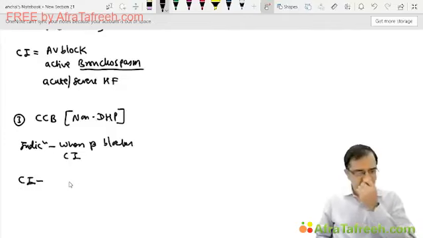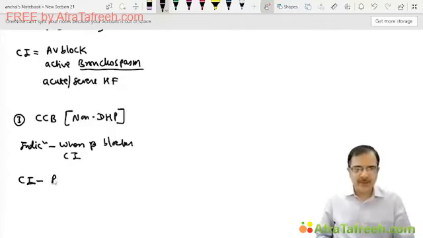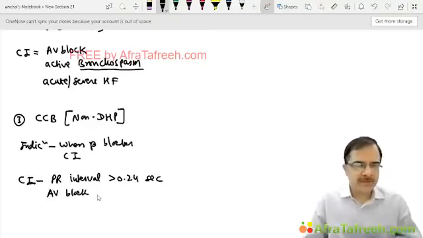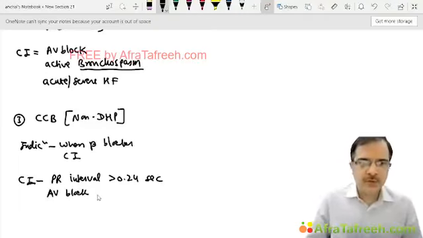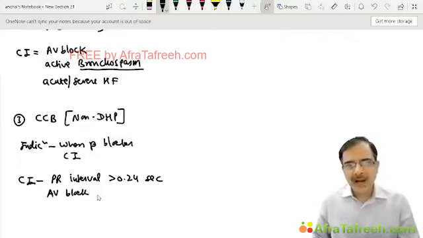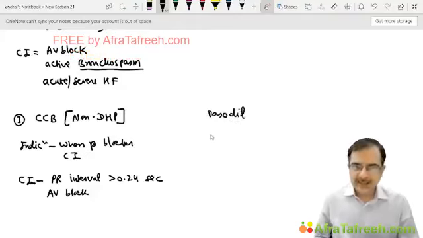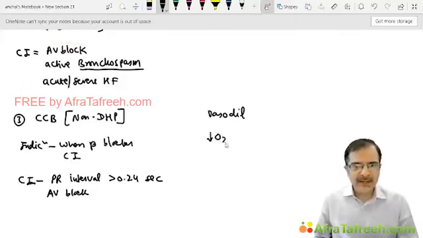But the contraindication should also not be present for these CCBs, and the contraindication is again AV block, any type of AV block, and PR interval of more than 0.24 seconds, it should not be given. And how do they work? They have a vasodilator effect. They decrease the contractility, they decrease the oxygen demand.